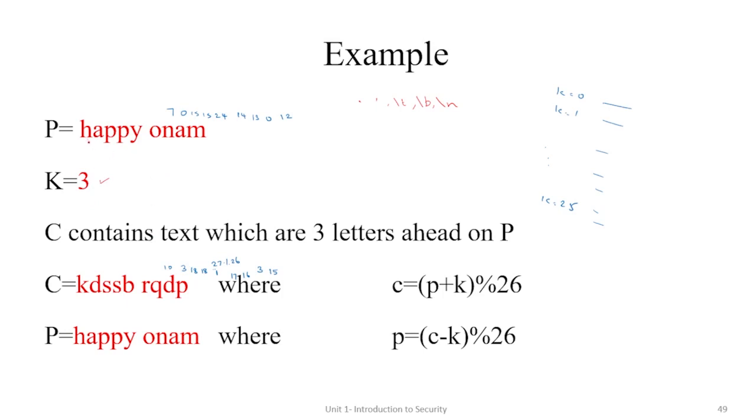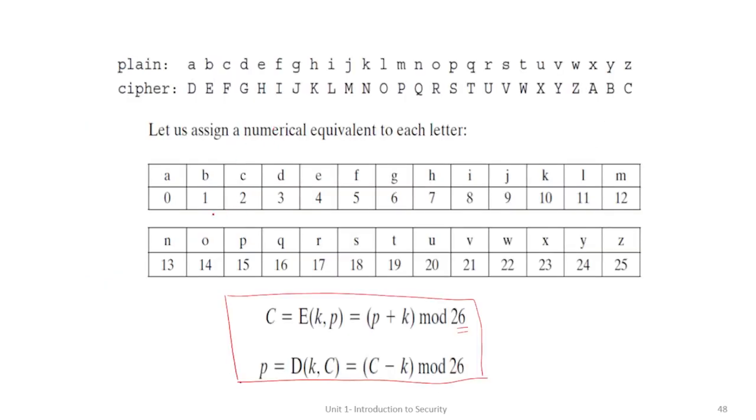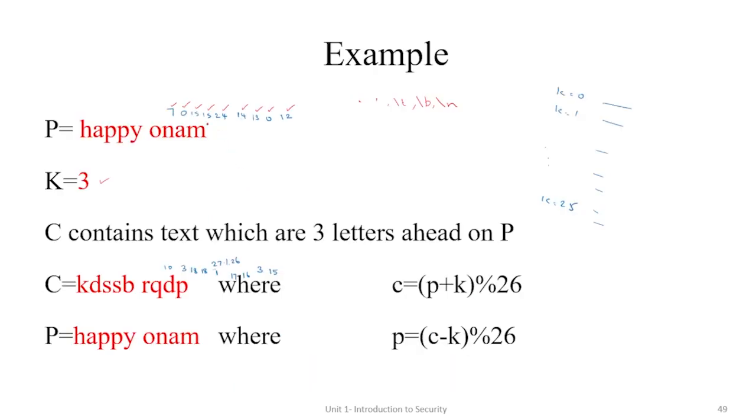Then we should check the value. So the encryption is P plus K mod 26. So corresponding H value is 7, A is 0, P is 15, Y is 24, again O is 14, N is 13, A is 0, M is 12. So these numbers will be retrieved from the given table. The table contains the alphabet symbol and its corresponding number. Then you simply add 7 plus 3, the number is 10. So the 10th letter is K.